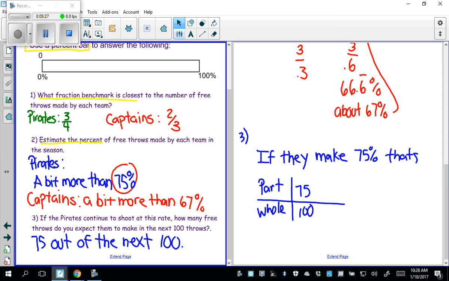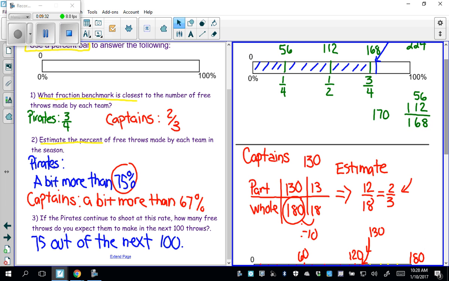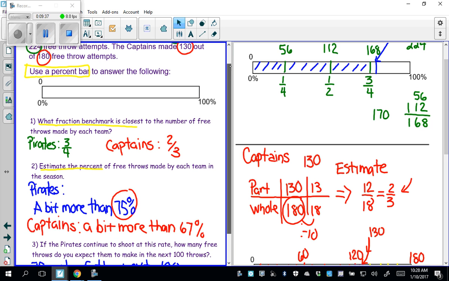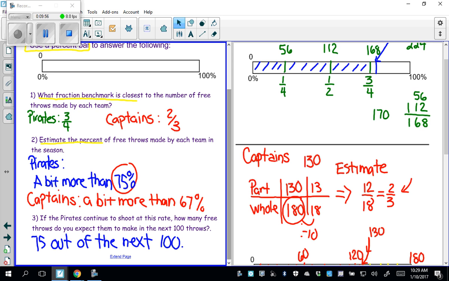All right. And then the last thing I'd like you to look at, when you look at the original problem, is who had the better average. The Pirates made about 75%, and the Captains only made about 67% of their free throws. So we can compare them now, because we have them both in percents.